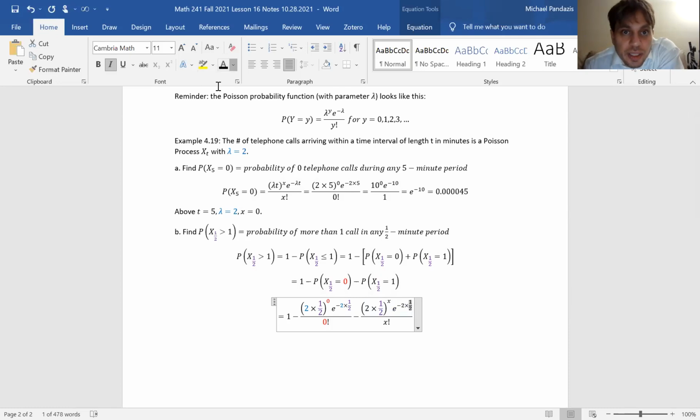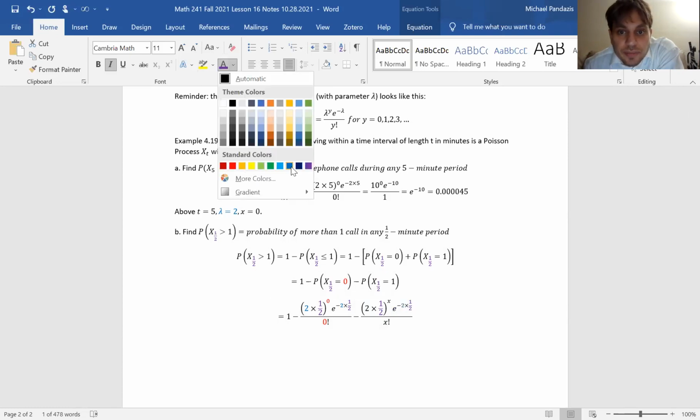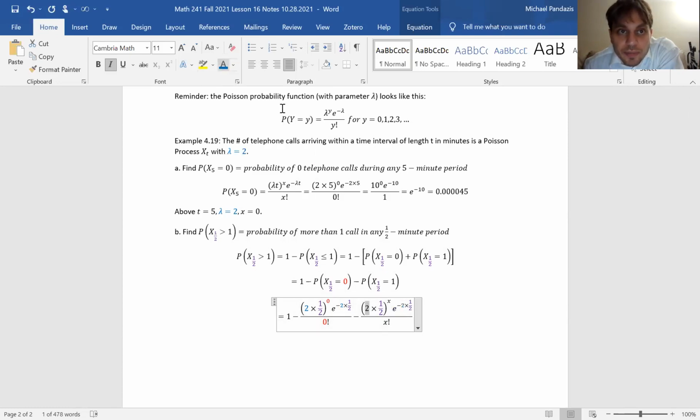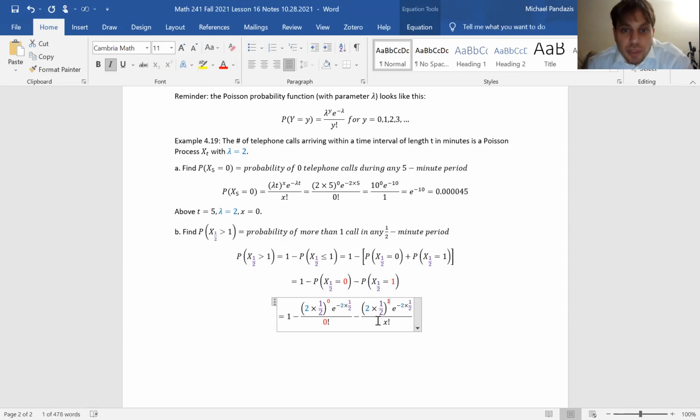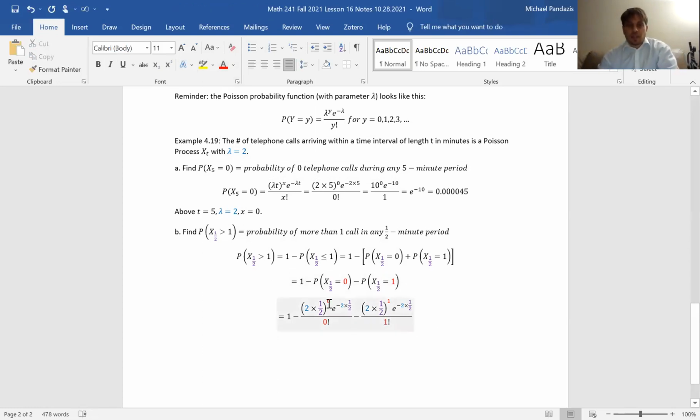Okay, so that's purple. 2 is lambda, so that's still blue. This is blue. Okay, but now the value of x has changed to 1. And so now x is going to be 1, and that's the difference. So the difference is the value of x. While here it was 0 in red, now it's 1.